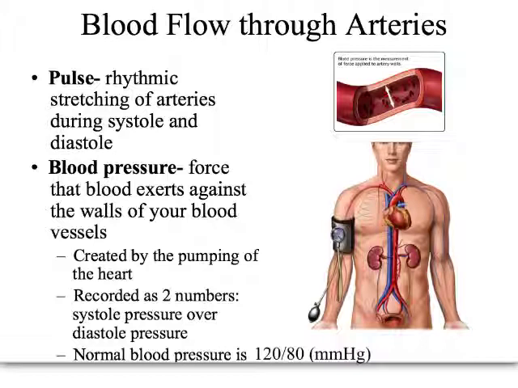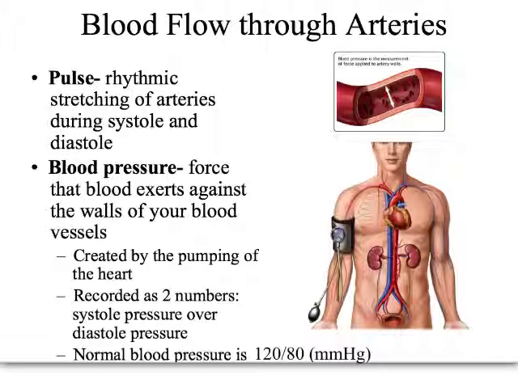So basically we record blood pressure as 2 numbers. We have a systole pressure over the diastole pressure. So the pressure inside of the arteries when the ventricles are contracting versus when the heart is in its relaxation mode. And so normal blood pressure is 120 millimeters of mercury over 80 millimeters of mercury.